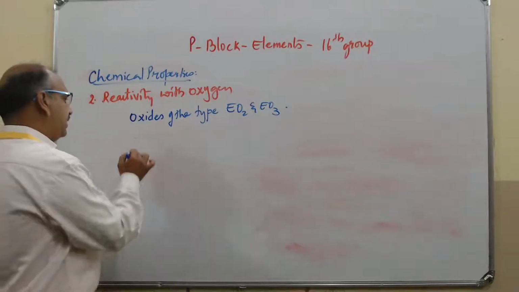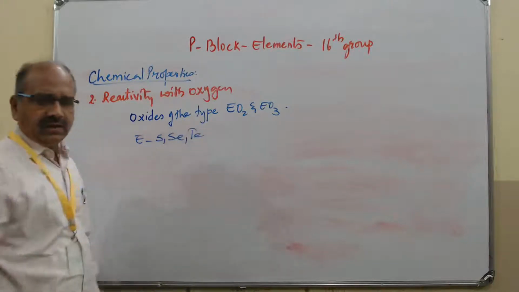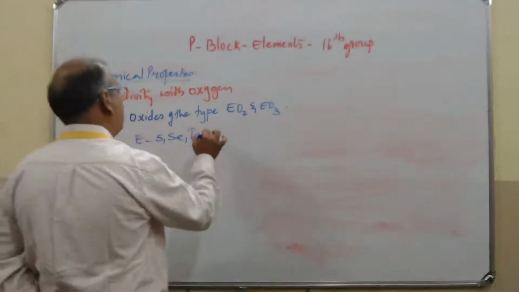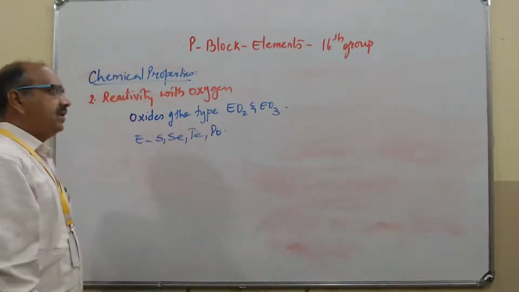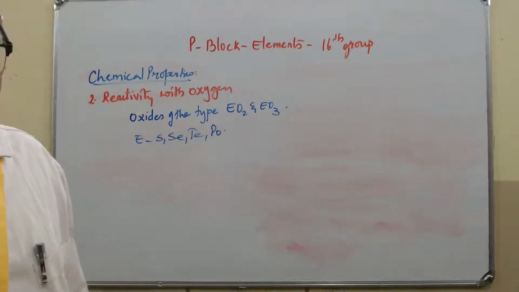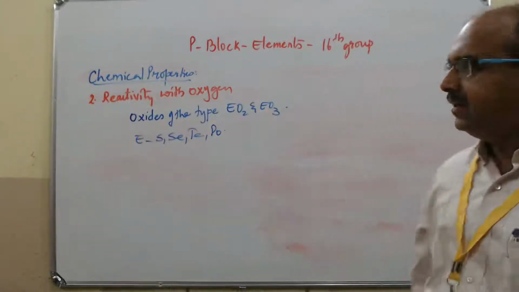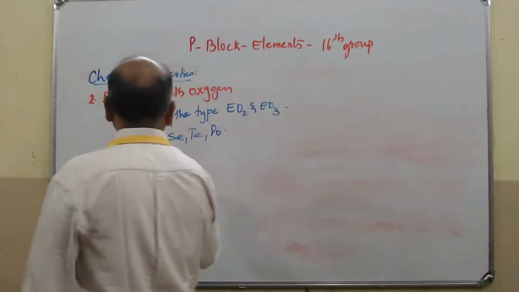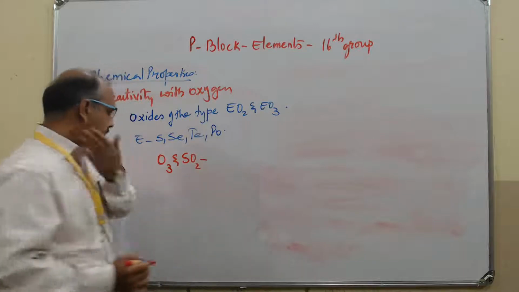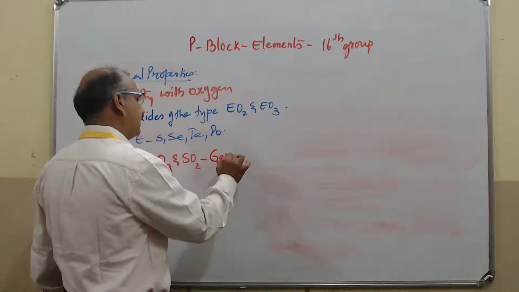Now what are the E elements? E can be sulfur, selenium, tellurium, and even polonium is possible. EO2 and EO3, dioxides and trioxides, can form. In this, if you take O3 and SO2, these are gases.